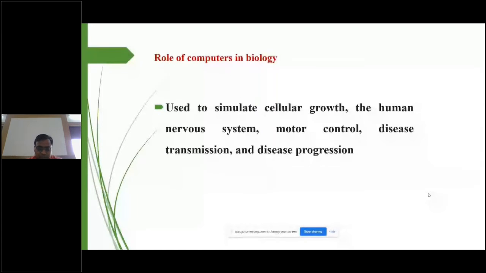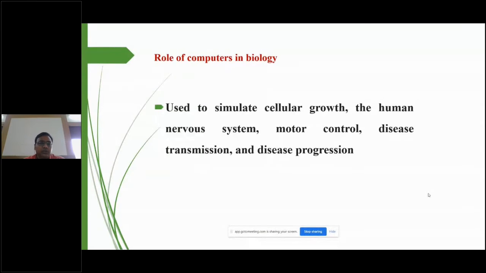There we can see the disease progression, what the disease is, and how it is transmitted from one area to another, or whether a cancerous growth has spread or been transmitted from one area to another. Motor control and nervous system control are also there. Physiotherapeutic experiments are there, meaning physiotherapy uses various types of instruments connected with computers. So this is the role of computers in the biological field.